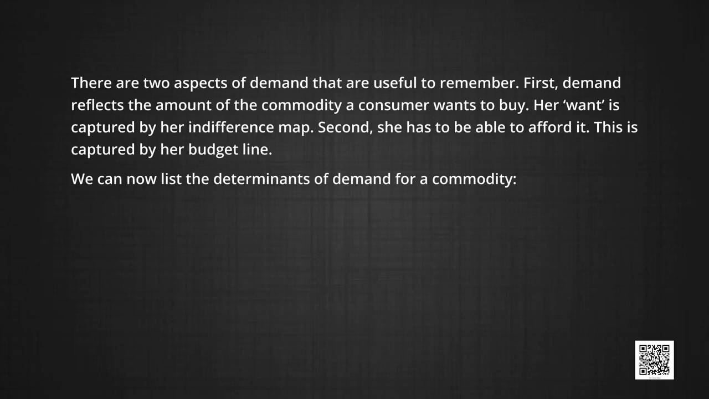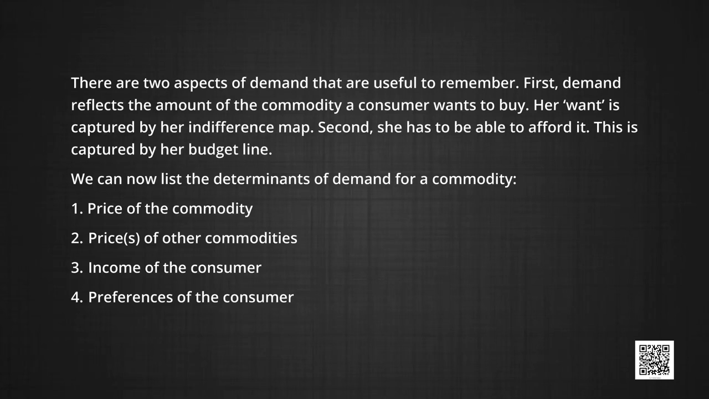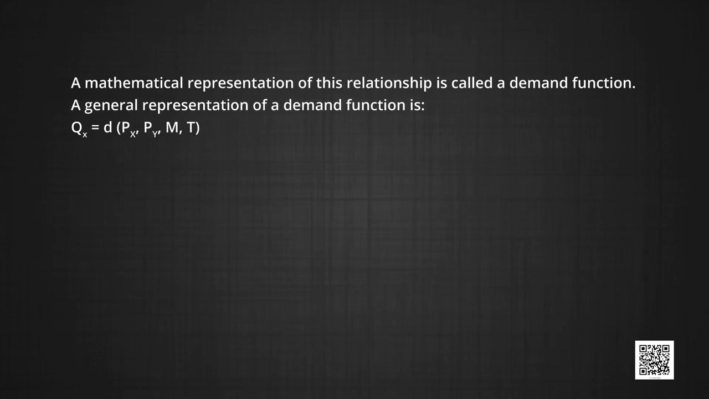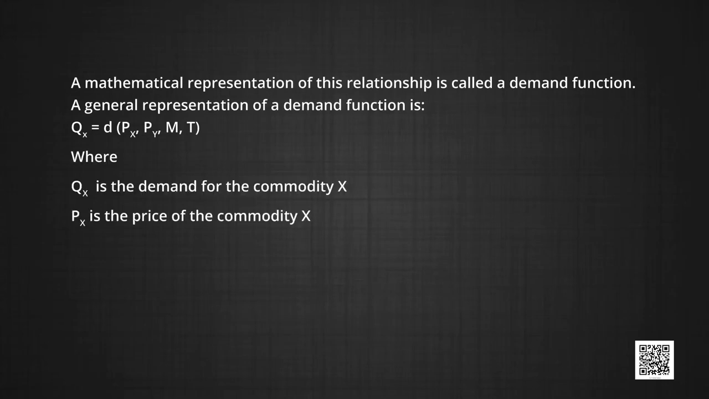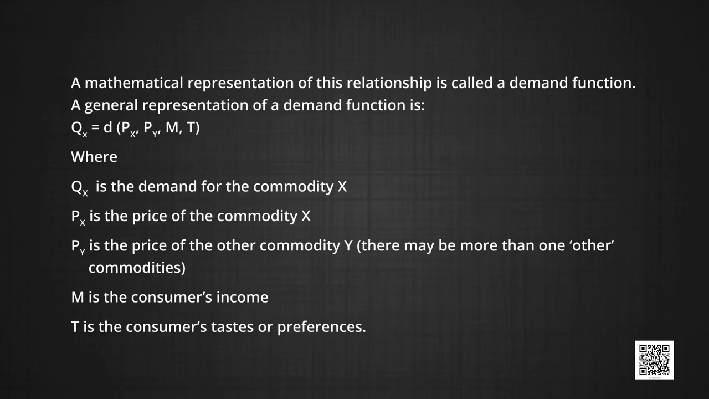Let us list the determinants of the demand for a commodity. These are A, price of the commodity, B, prices of other commodities, C, the consumer's income, and D, preferences of the consumer. A mathematical representation of this relationship is called a demand function. A general representation of a demand function is this: Qx is a function of Px, Py, M, and T, where Qx is the demand for the commodity X, Px is the price of the commodity X, Py is the price of other commodities, which might be Y. There may be, of course, more than one commodity. M is the consumer's income, and T is the consumer's tastes or preferences.